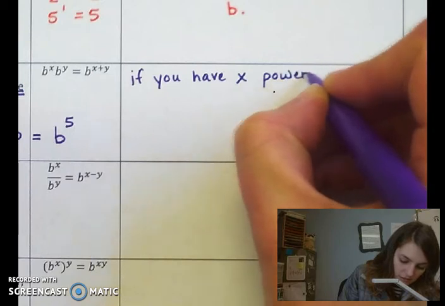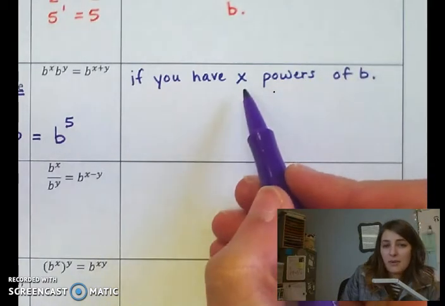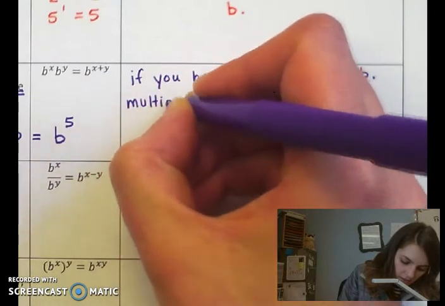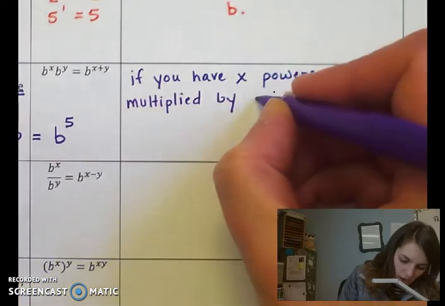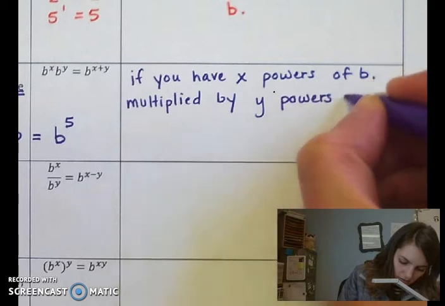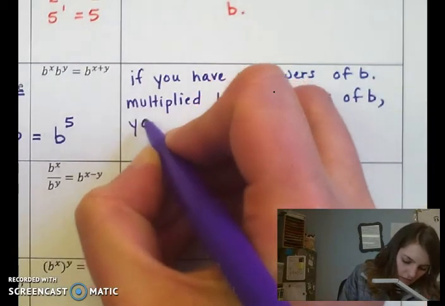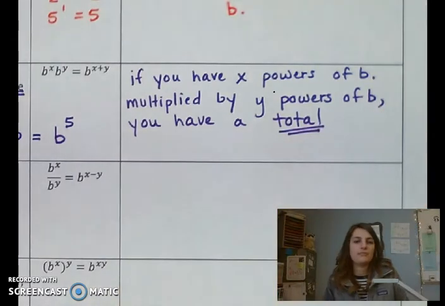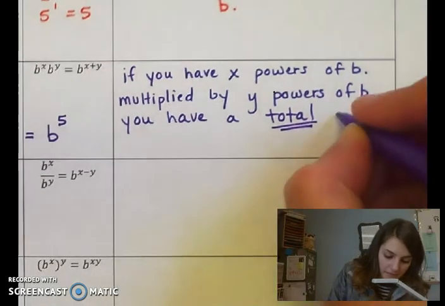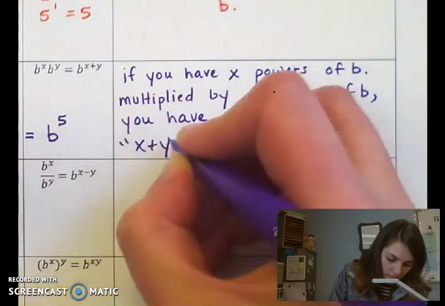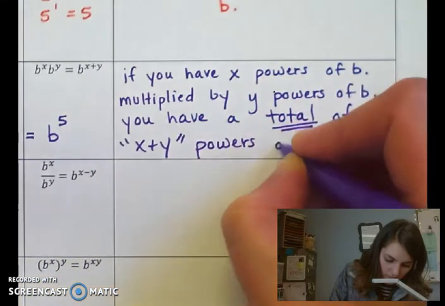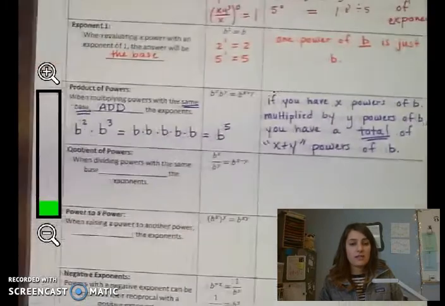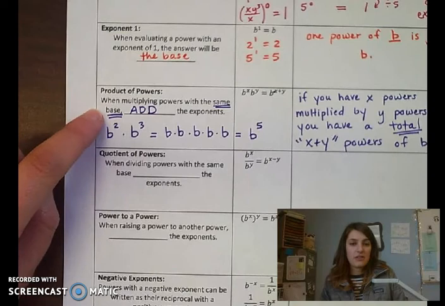If you have x powers of b, right? X is the number of times that we're multiplying b times itself, multiplied by y powers of b, you have a total of x plus y powers of b. So a product of powers, meaning when you multiply your bases, right? When you multiply your bases together, you're going to add your exponents.